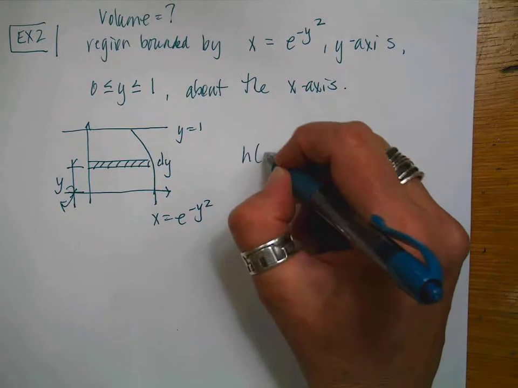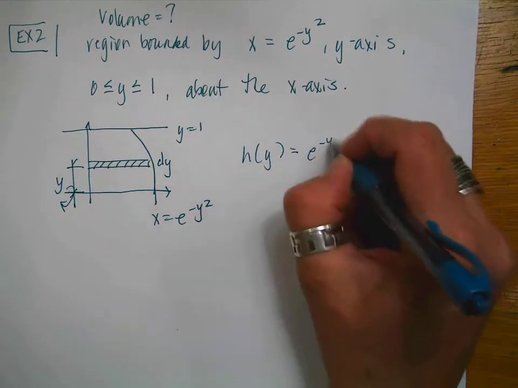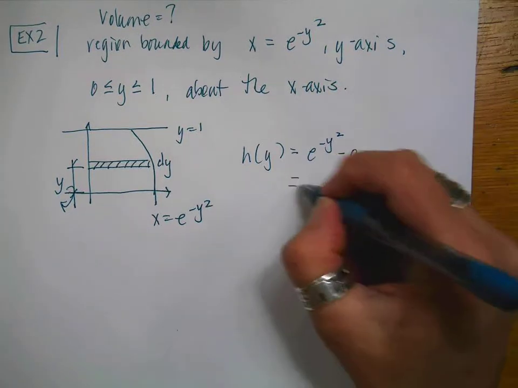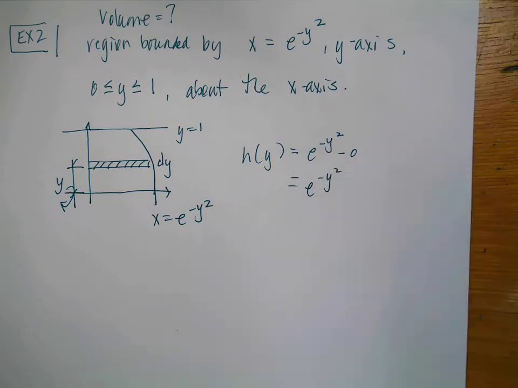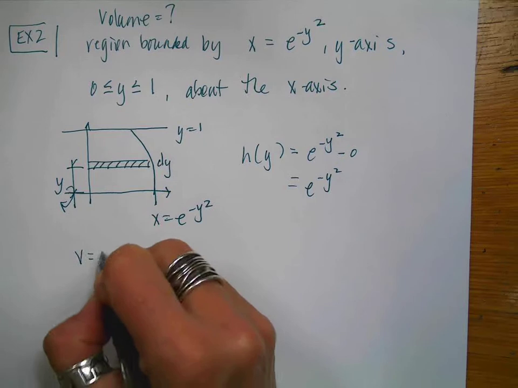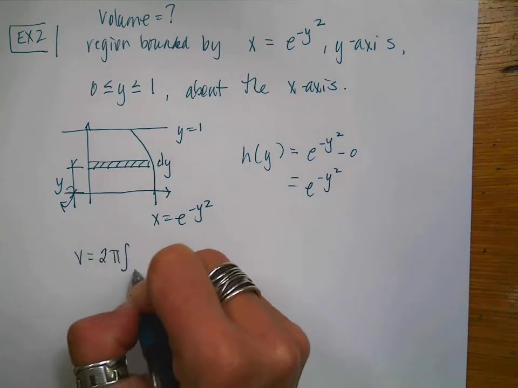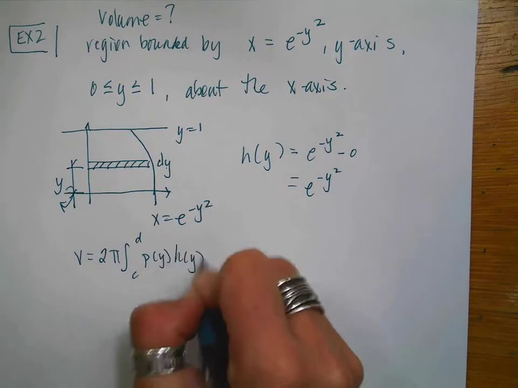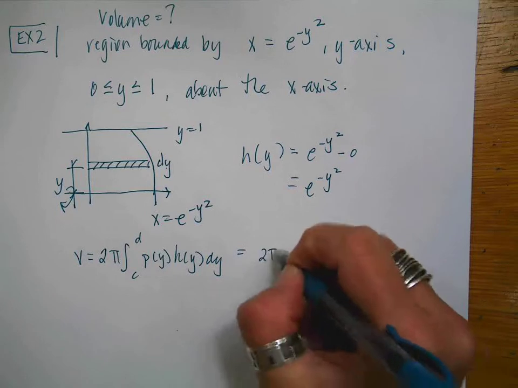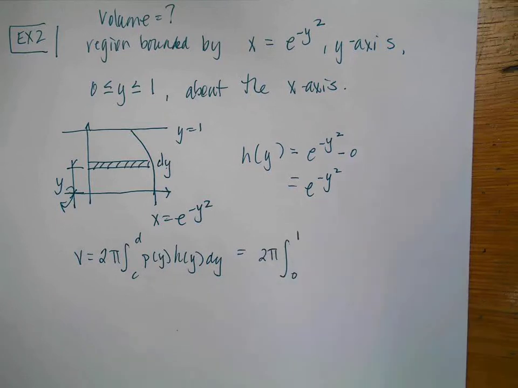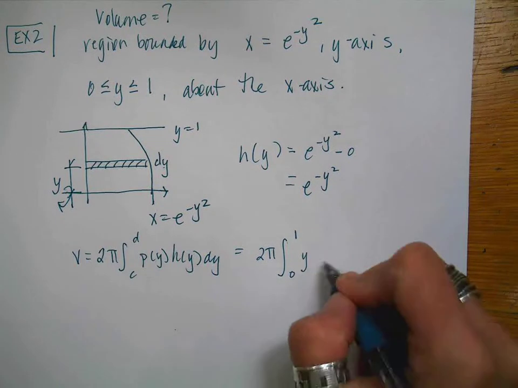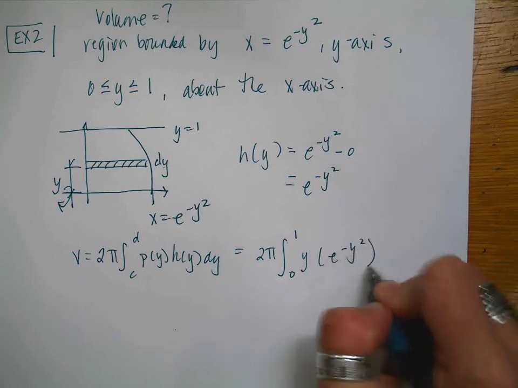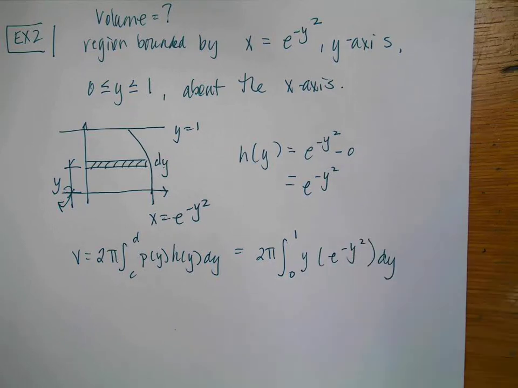The height of my rectangle, h of y, is going to equal e to the negative y squared minus 0, the axis of revolution. So it's just going to be e to the negative y squared. If I set up my equation, the volume is equal to 2 pi integral from c to d of p of y, h of y, dy, since I have a dy. So it's going to be 2 pi, integrating from 0 to 1. My p is y, and the height of my function is e to the negative y squared, dy.